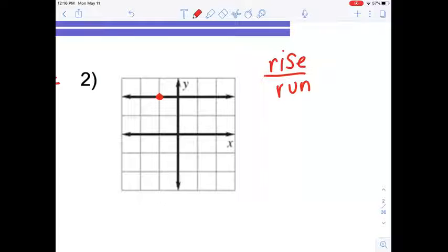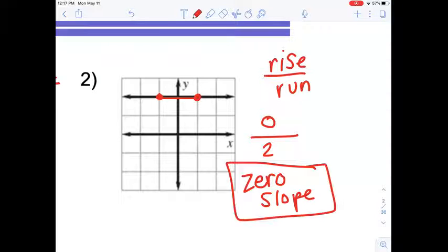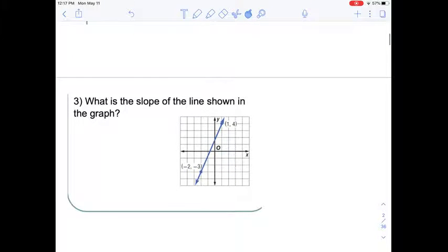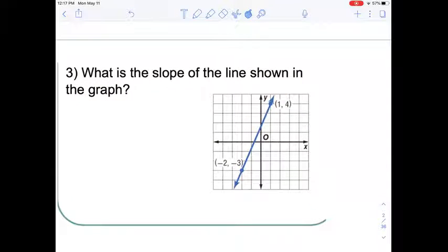For number 2, again, we're using rise over run. We're picking 2 points here. I'll pick these 2. My rise is how far up or down I have to go. So now I don't have to go up or down, so I'm doing 0. And then my run, well, to get from one point to another, we have to go 1, 2. So my run is 2. Now we have 0 over 2. When there's a 0 on top, it is a 0 slope. So a 0 on the top is a 0 slope. 0 on the bottom is undefined.